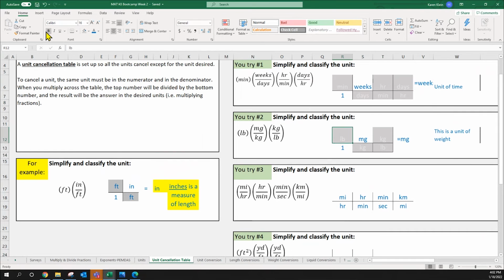All right. So we have mile is going to cancel out. We also have hours that are going to cancel out. We have minutes that are going to cancel out. And now we're left with kilometers over second. Or another way of saying this is kilometer per second.